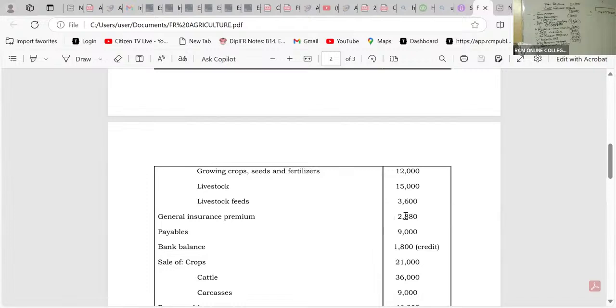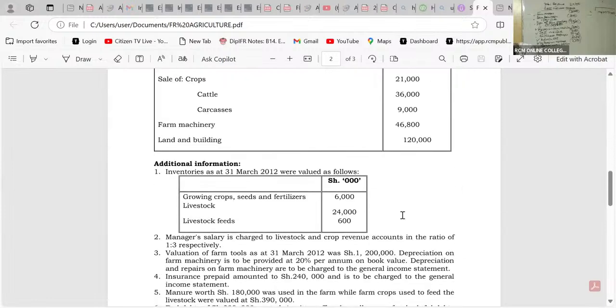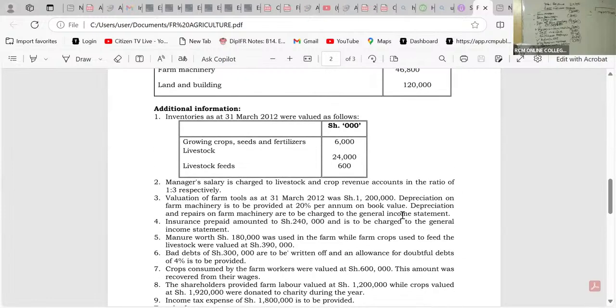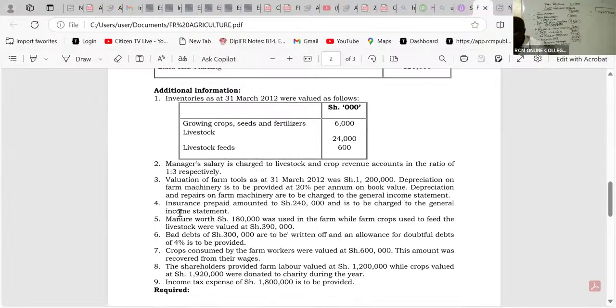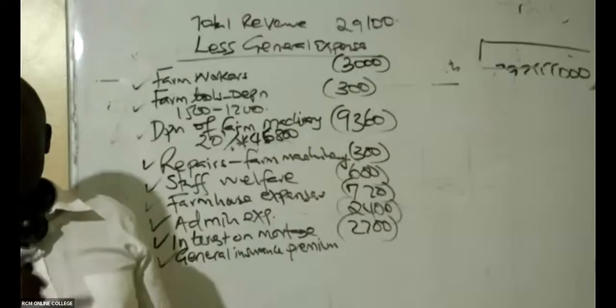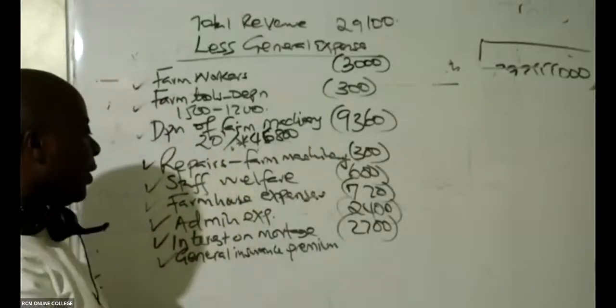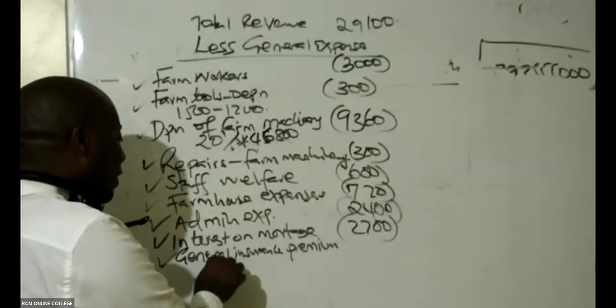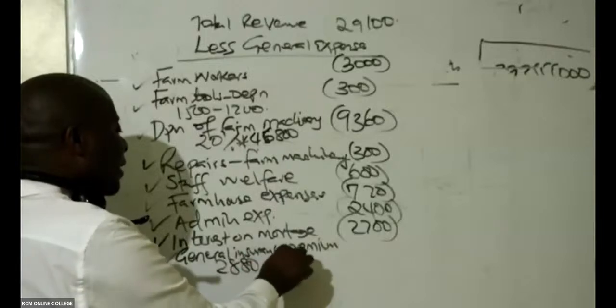But out of this amount which is in the trial balance, there is a prepayment. Look at note number 4. Please write note number 4 there for your revision. The insurance prepaid amount of 240 is to be charged to the general income statement. So it means that this 2,880 figure has that 240.